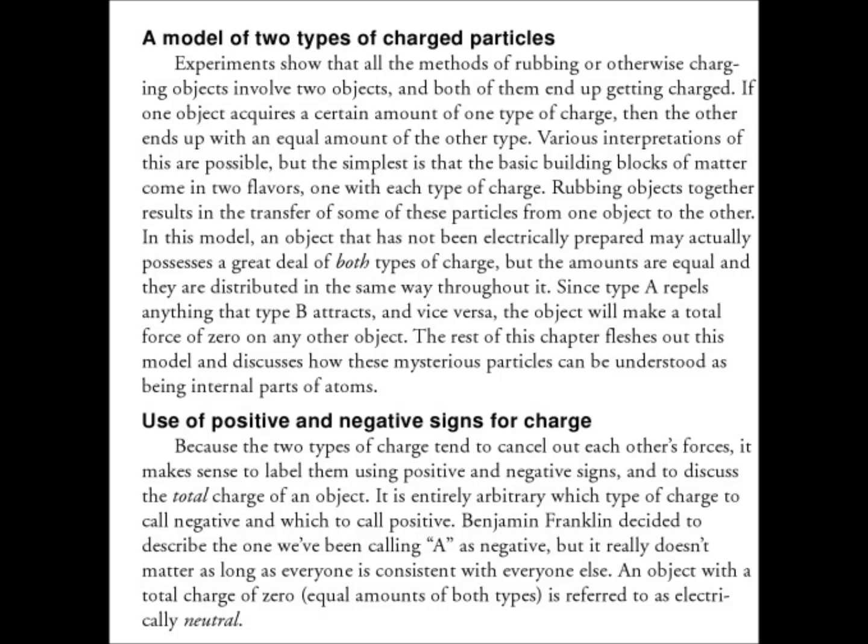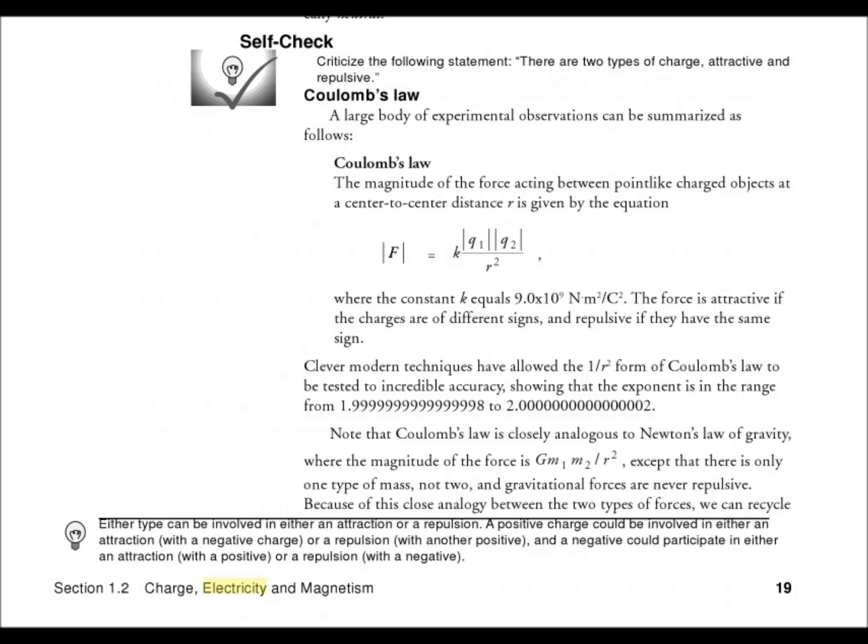Benjamin Franklin decided to describe the one we've been calling A as negative, but it really doesn't matter as long as everyone is consistent with everyone else. An object with a total charge of 0, equal amounts of both types, is referred to as electrically neutral.